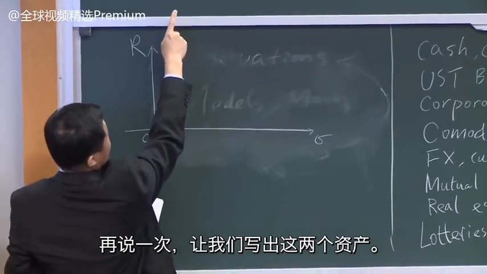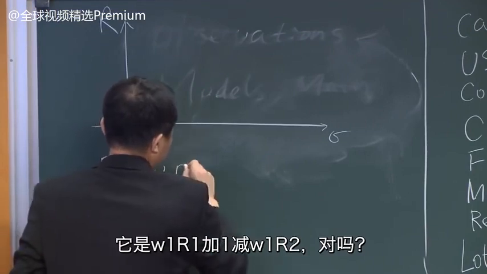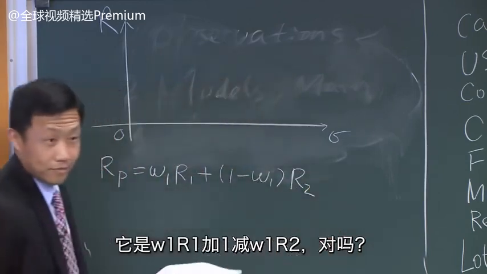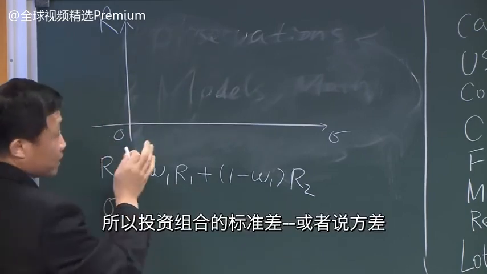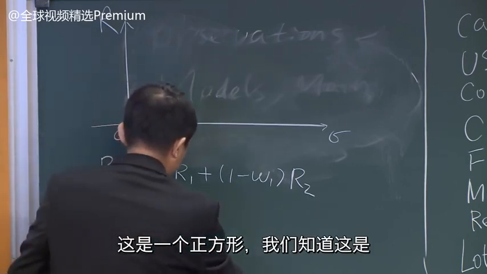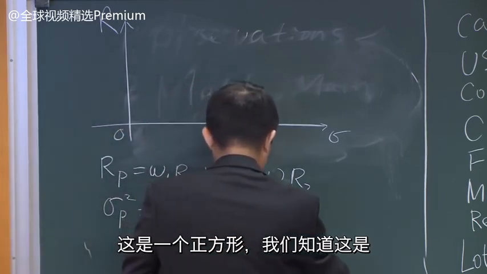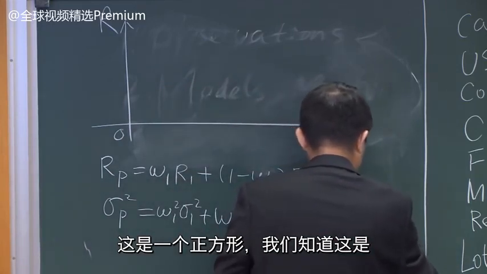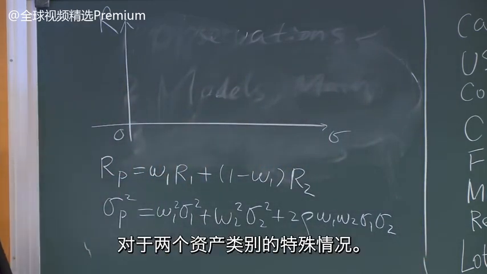So again, for that, let's write out for the two assets. So what is R of P? It's W1 R1 plus (1 minus W1) R2, right? Very simple math. And what is sigma P? So the standard deviation of the portfolio, or the variance of that, which is a square, we know that's the formula for the two asset class special case.